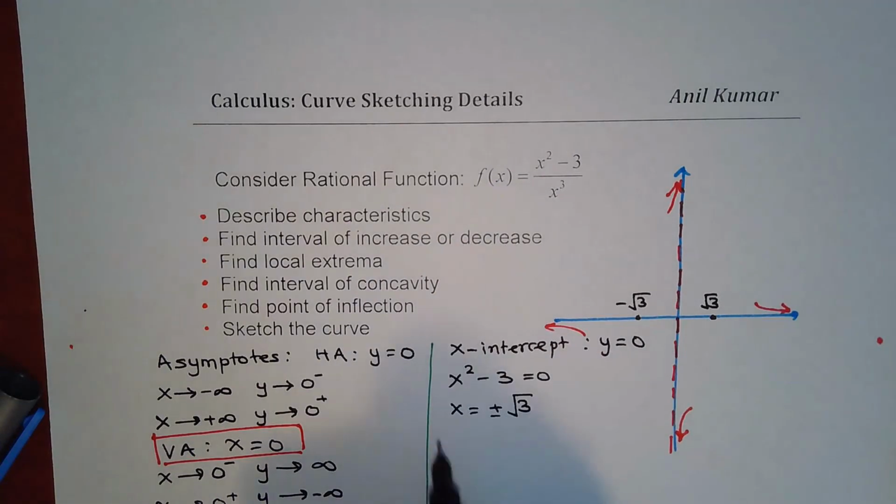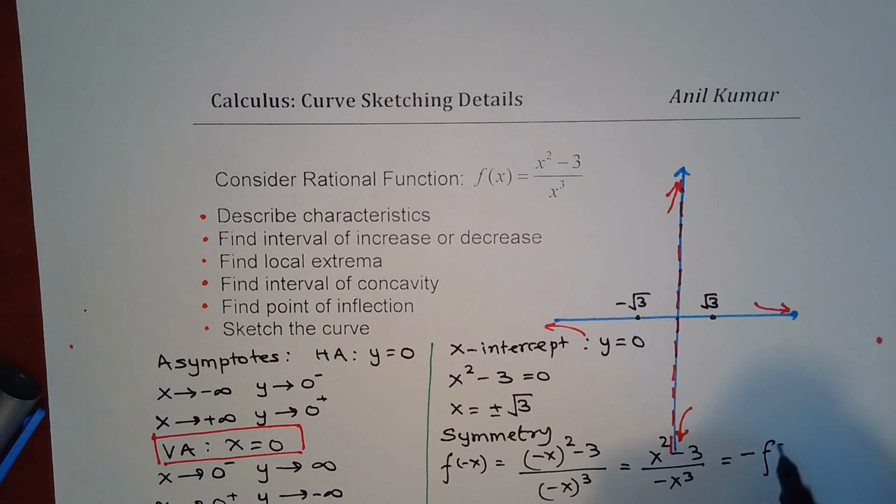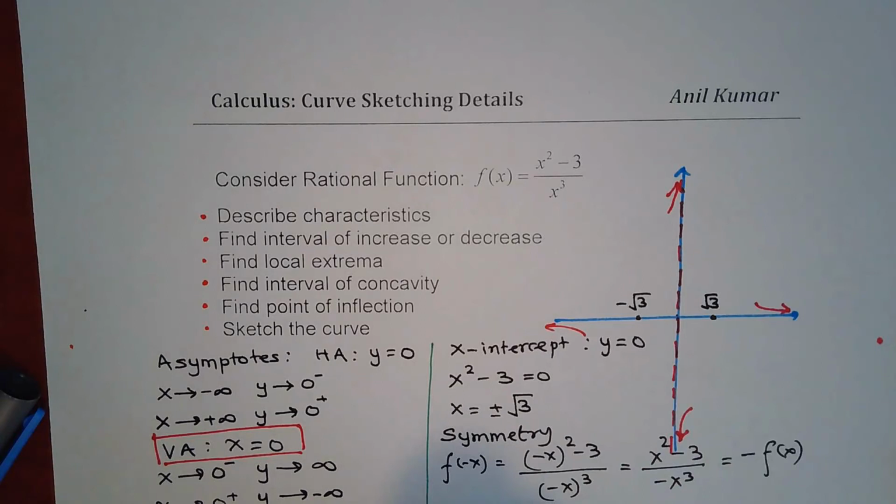Now, there is something about symmetry. So let's check the symmetry of the function. If I substitute minus x, f of minus x, I get (minus x) squared minus 3 over (minus x) cubed. Now this is equal to x squared minus 3, but the denominator returns with a negative value, so we get minus f of x. That means we are working with an odd symmetry function. Odd symmetry means the function is symmetric about the origin. What we have seen matches the information which we have got so far.